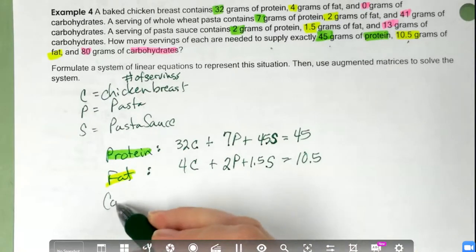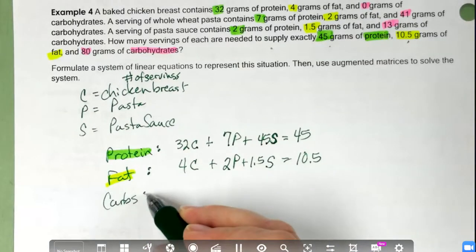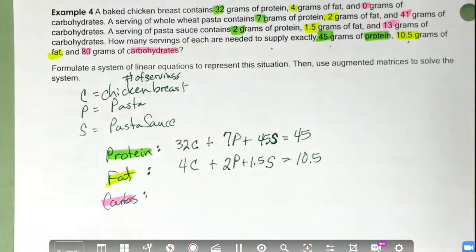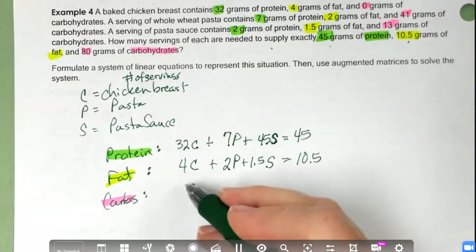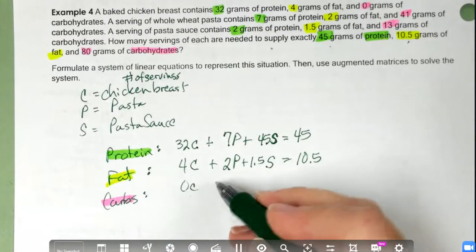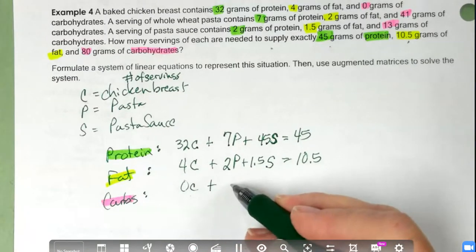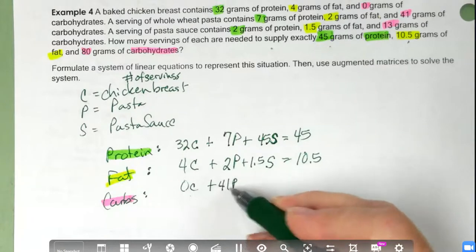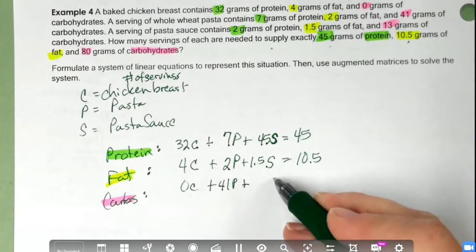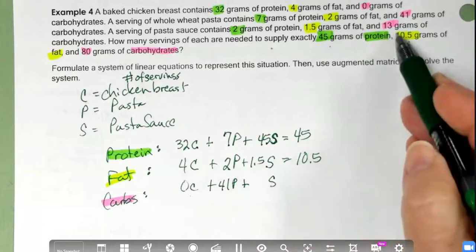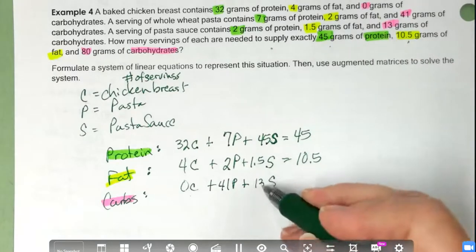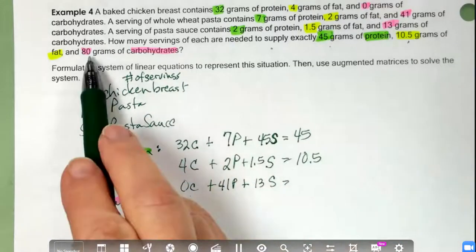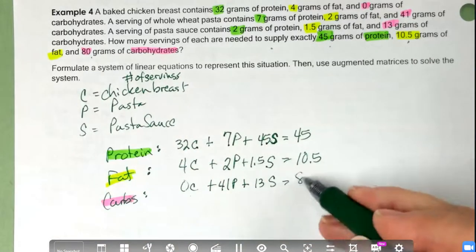And then our carbs. Those were our pink. So for our chicken breast, we get 0 grams of carbs. Our pasta, we get 41, lots of carbs in pasta. And then for our pasta sauce, we get 13 grams of carbohydrates. And our total amount that we're shooting for is 80.